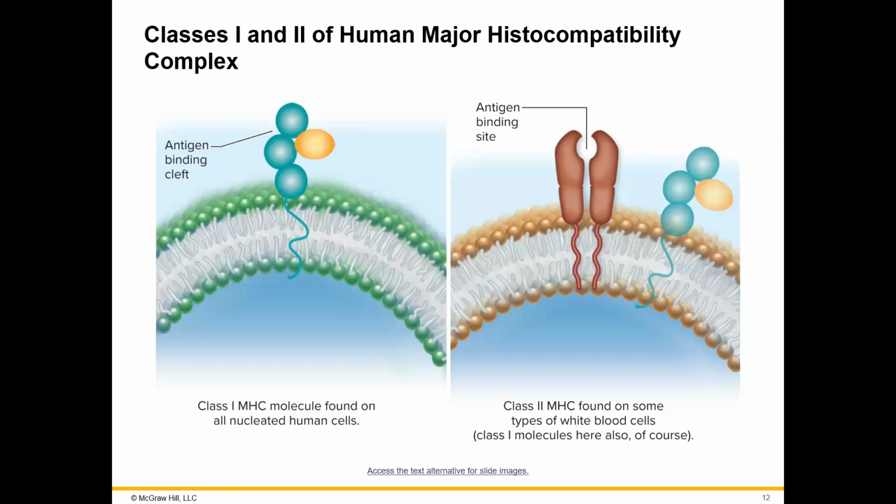So here you have classes 1 and 2 of the major histocompatibility complex. On the left is an image of an MHC molecule, class 1, found on all nucleated human cells. And here you've got the antigen binding cleft. Here you have an antigen binding site, which is on a class 2 MHC found on some kinds of white blood cells, which has class 1 as well. Both of them you can see here.